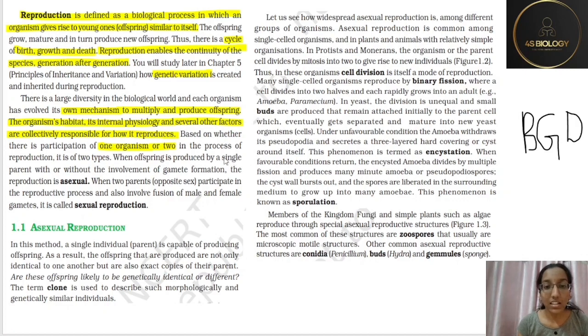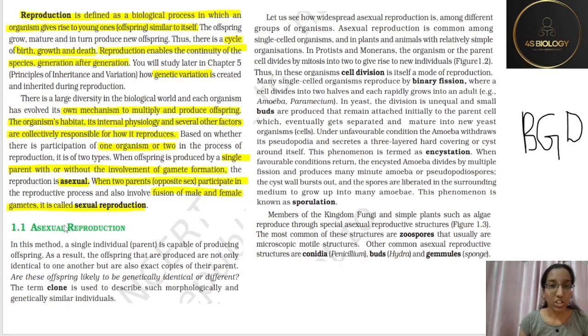If there is a single parent with or without the involvement of gamete formation, the reproduction is asexual. If there are two parents involved with the fusion of male and female gametes, that is called sexual reproduction. So there are two types ಇರುತ್ತೆ, one asexual and one sexual. Asexual ಬಂದ್ಬಿಟ್ಟು you have only a single parent with or without fusion of gametes. Sexual ಬಂದ್ಬಿಟ್ಟು there are two parents with the fusion of male and female gametes. So these are the two types of reproduction.